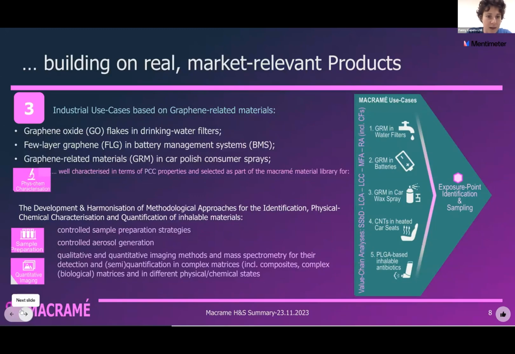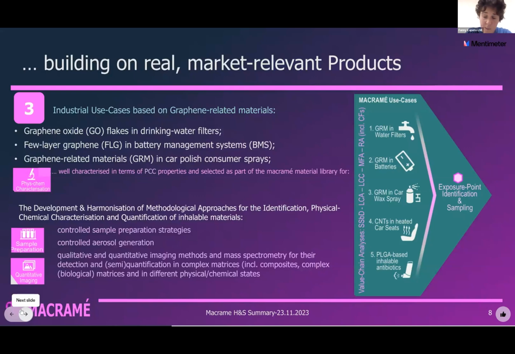With regards to the development of methods for the physical-chemical characterization and for the identification of graphene in those related products, we are focusing mostly on sample preparation strategies. And here I'm linking to, for example, the dispersion protocols. We have seen some methodologies that Guillaume presented in the previous talk.